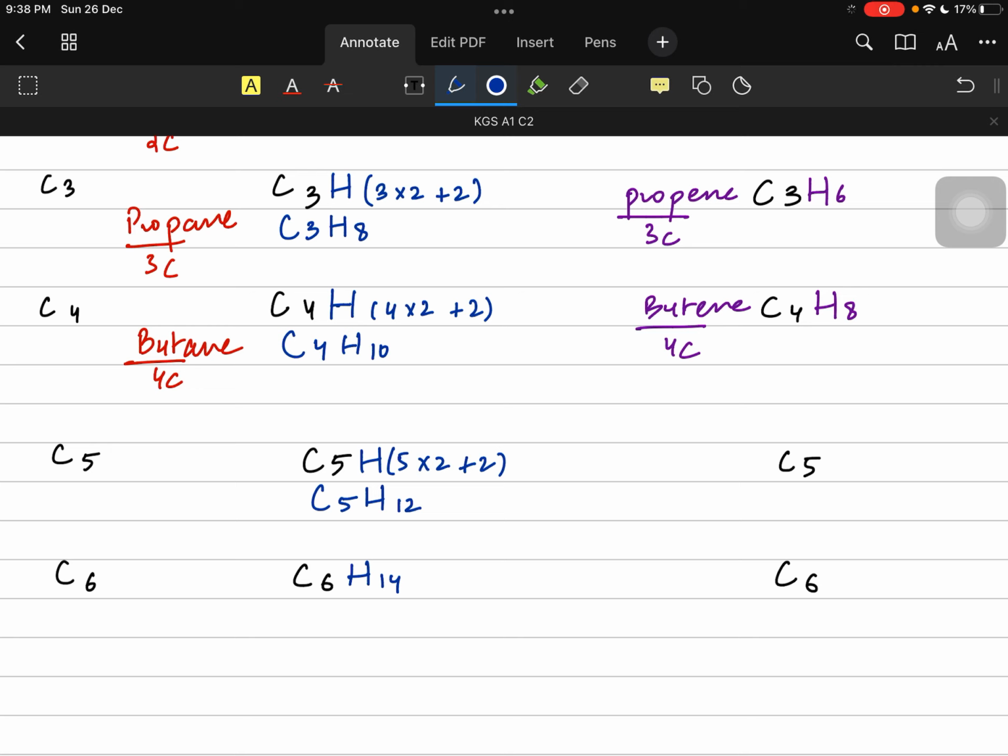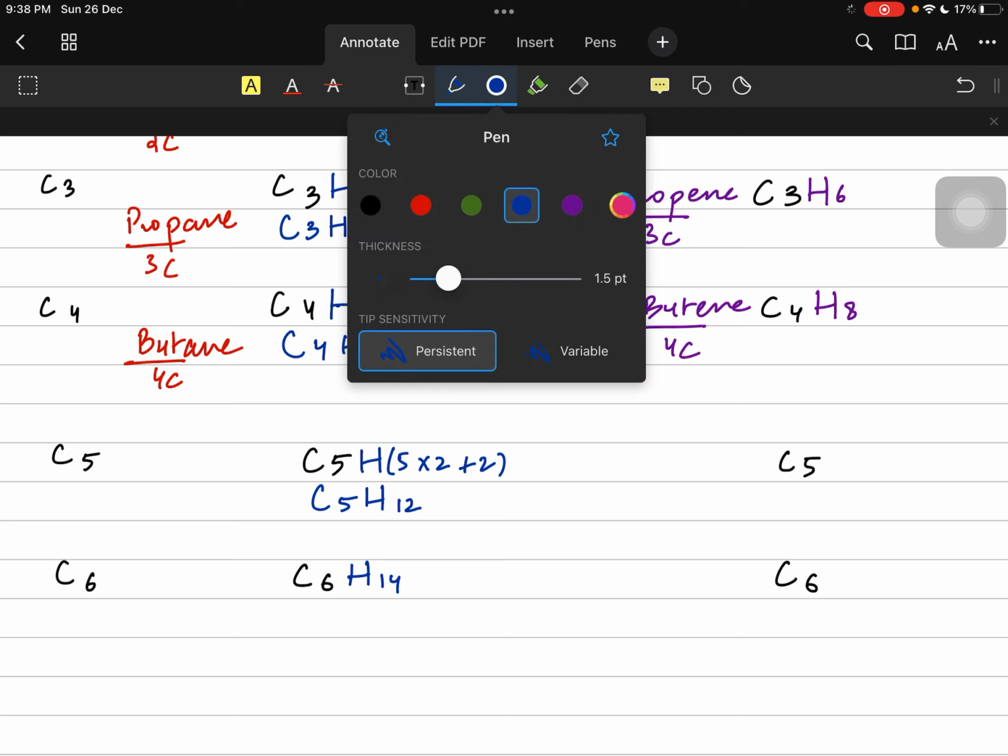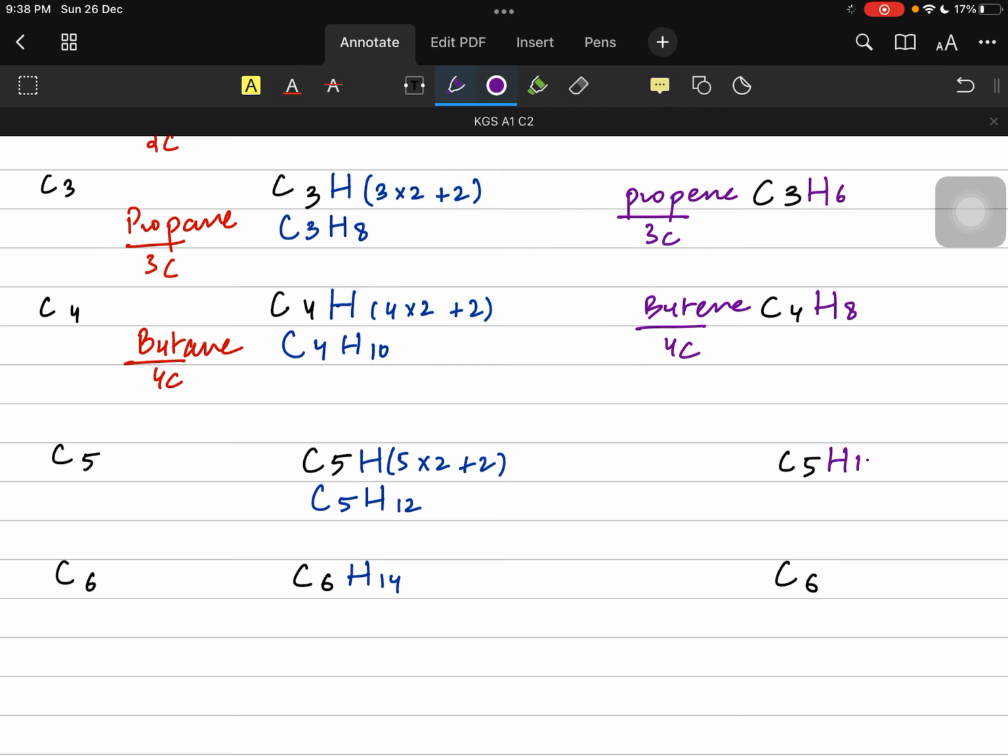For alkenes, I just don't add anything extra, so it's C5H10, and for C6 it's C6H12. You just multiply it by 2. You just double it. You don't add anything extra.